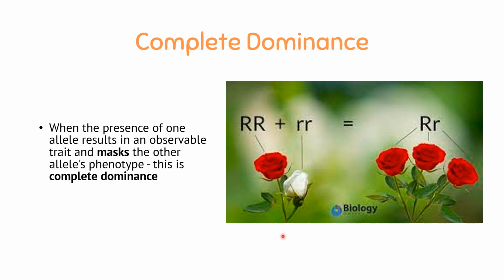So if we have these two flowers and we breed them together, we've got two dominant alleles combining with two recessive alleles. All the offspring, which I guess means children, but offspring is the more scientific word that we're going to be using, have the dominant and recessive allele. And this dominant allele masks the expression of the recessive allele. So that's what we call complete dominance.